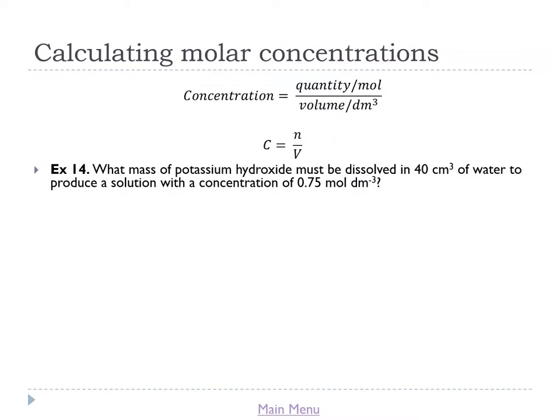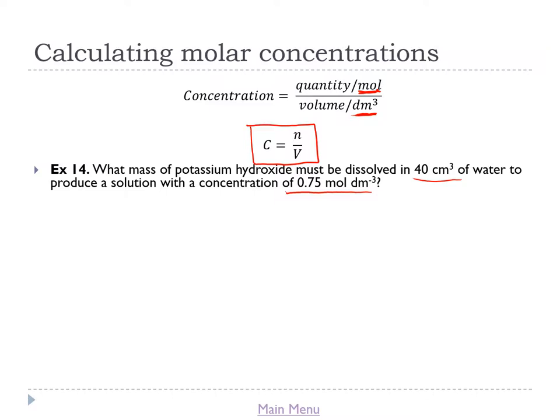So molar concentration equals quantity in moles divided by volume in decimeters cubed. If we look at the symbol equation, we get capital C for concentration equals n divided by V. n is moles, V is volume. So let's look at a practice problem with this. What mass of potassium hydroxide must be dissolved in 40 centimeters cubed of water to produce a solution with a concentration of 0.75 moles per decimeter cubed?